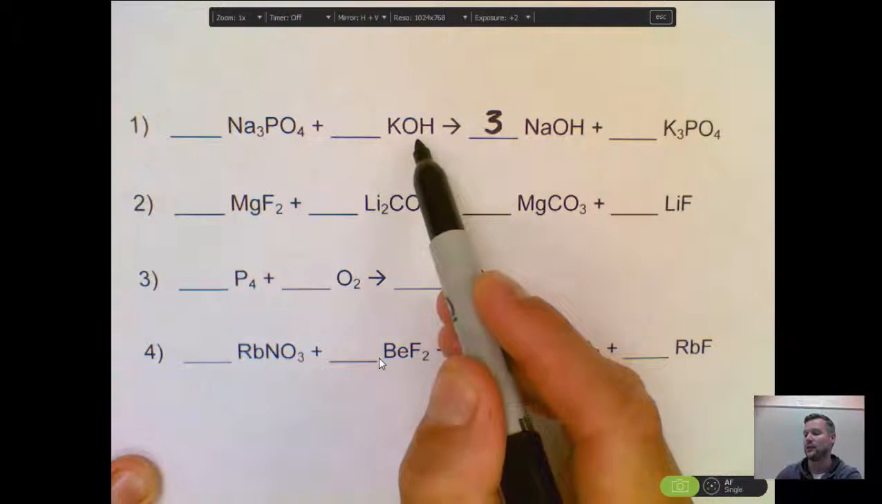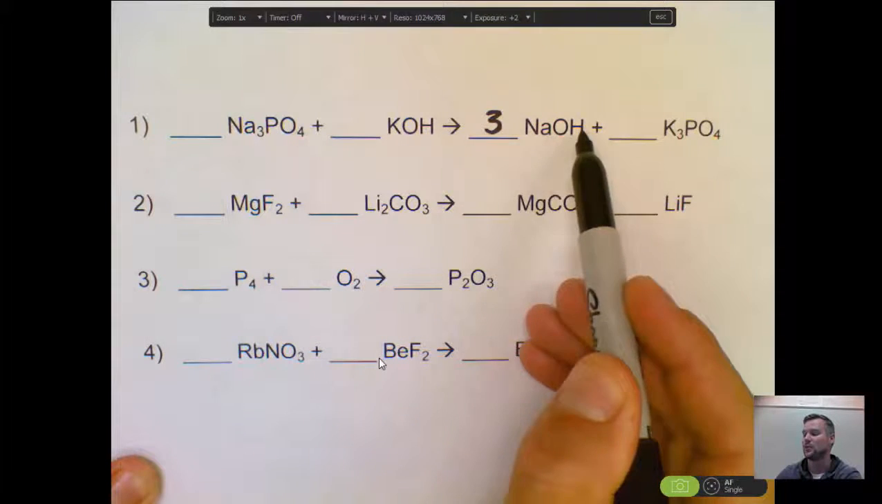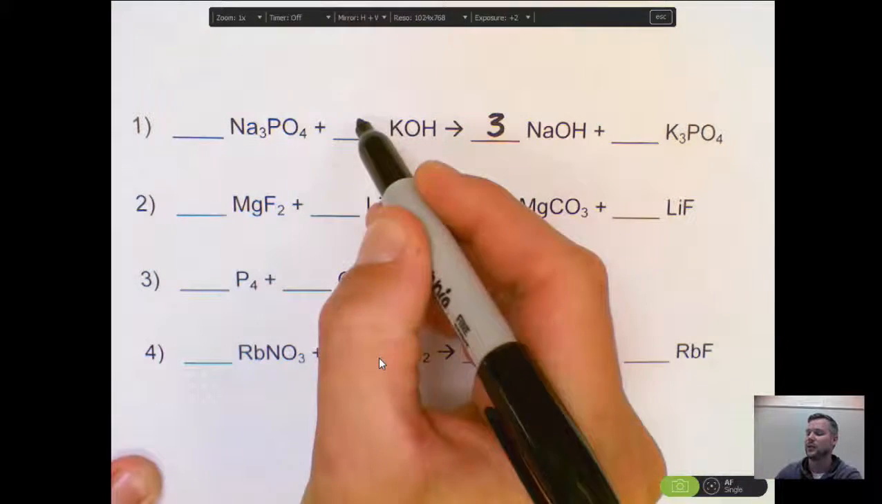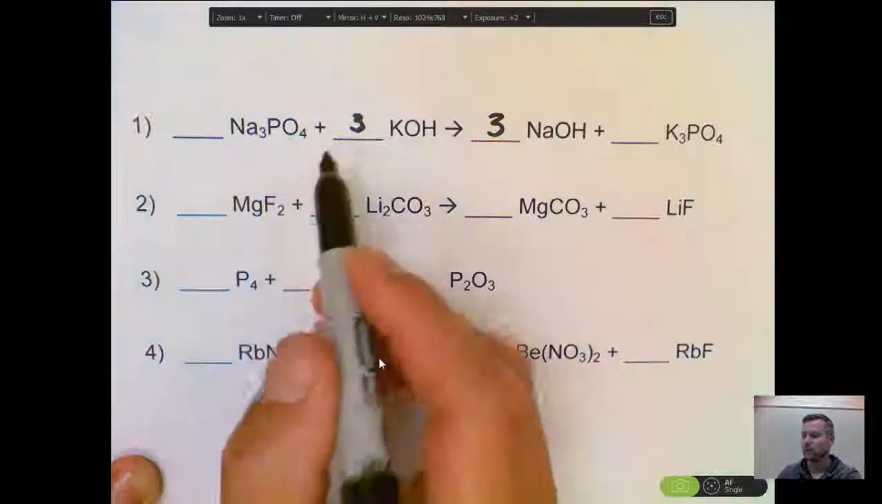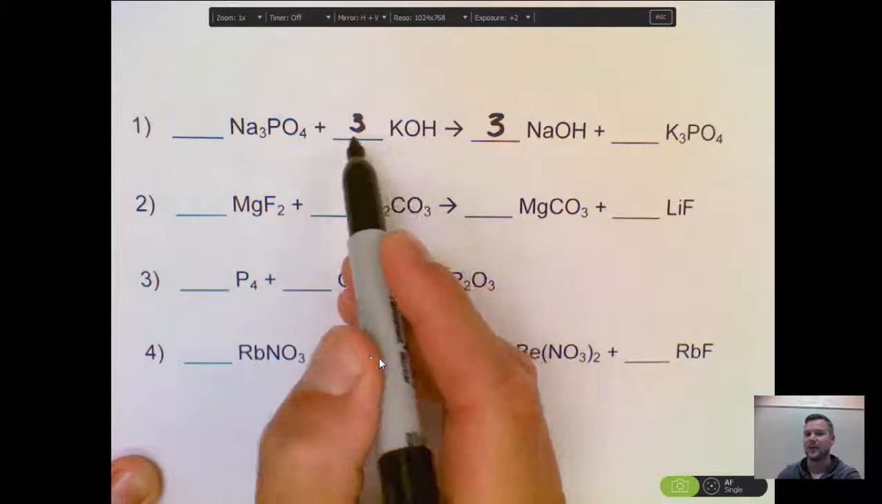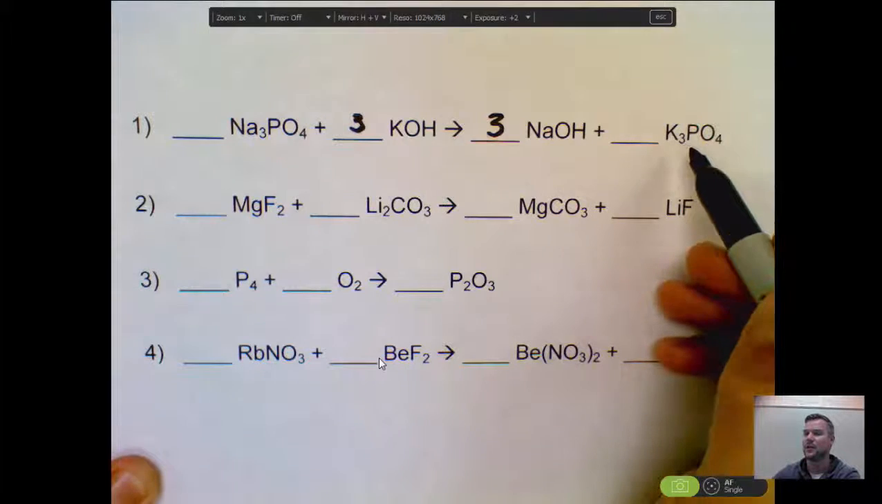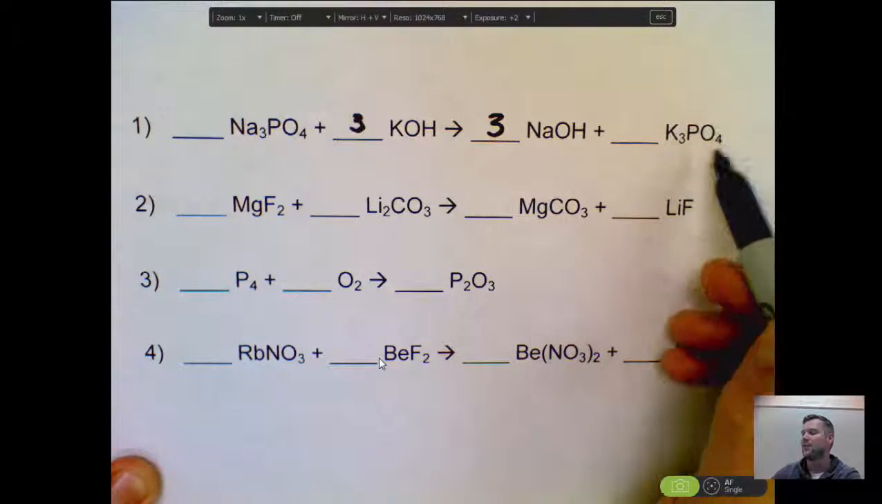I see the OH on the left side as well. So since I have 3, and then there's OH, 3 OHs, I need to also have 3 OHs over here. So I need a coefficient 3 in front of the KOH. The 3 also affects the K. That makes there be 3 Ks. There's already 3 Ks over here. The last thing of this formula that we didn't check is PO4. There's only one of these.